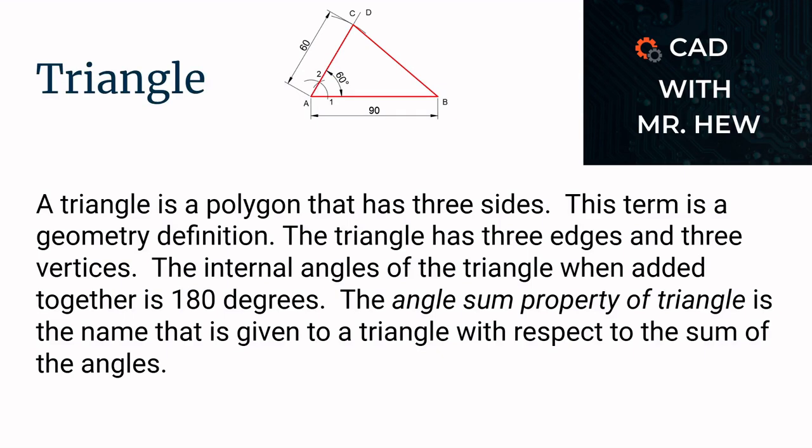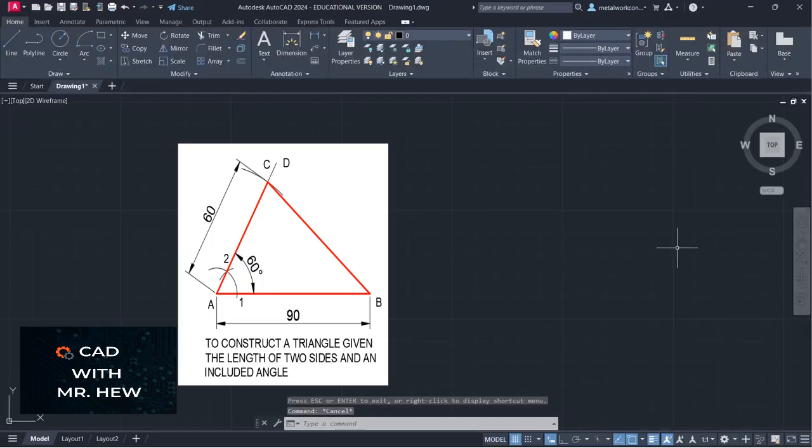We are looking at the definition of a triangle. A triangle is a polygon that has 3 sides. This term is a geometry definition. The triangle has 3 edges and 3 vertices. The internal angles of the triangle when added together is 180 degrees. The angle sum property of triangle is a name that is given to a triangle with respect to the sum of the angles.